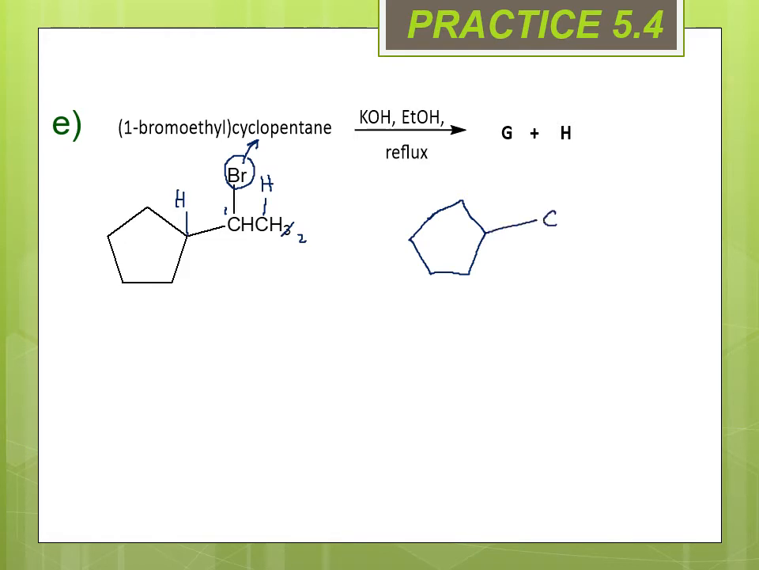Bromine is taking hydrogen from its right carbon, so what is left is only 2 hydrogens there, because this 2 is going to come out, and we have one more left hydrogen over here. For the first compound here, G, there's one alkyl group, which is a cyclopentyl. Now for the second compound, we are going to form the double bond here because bromine is taking with it the left hydrogen.